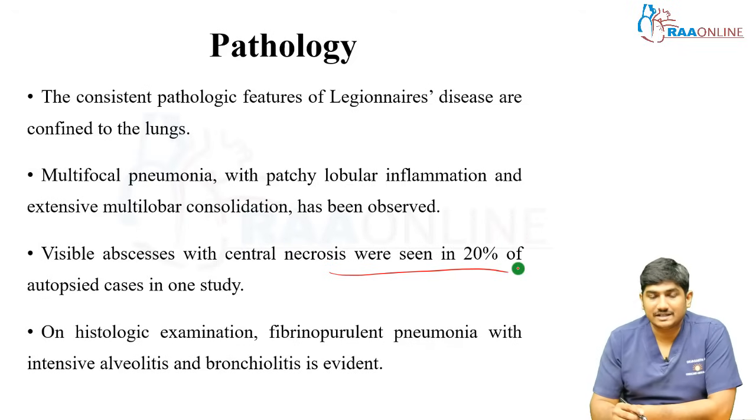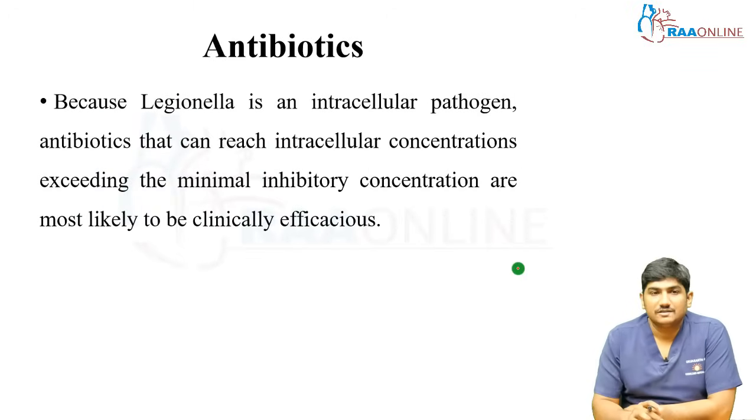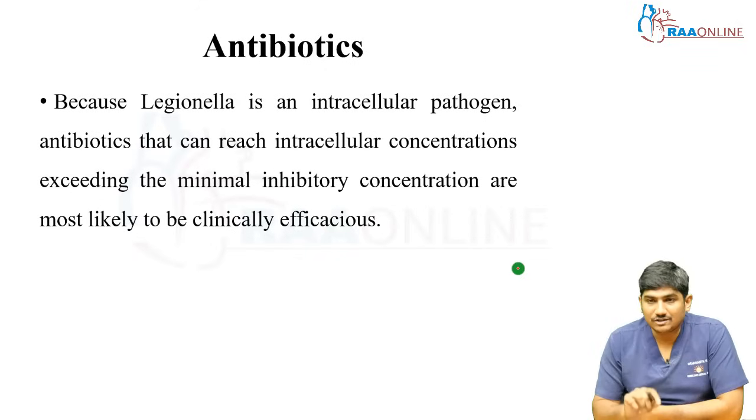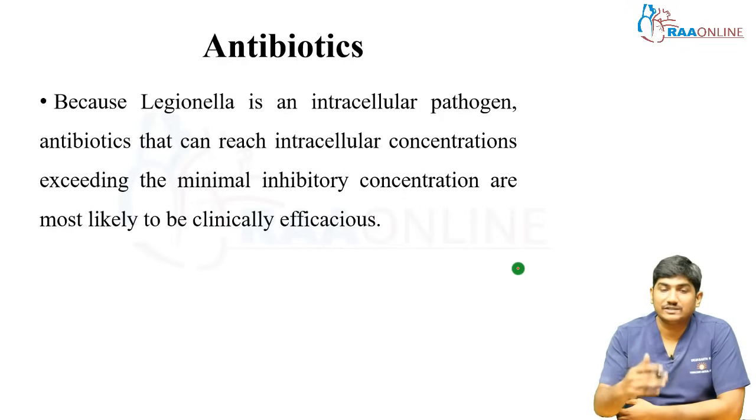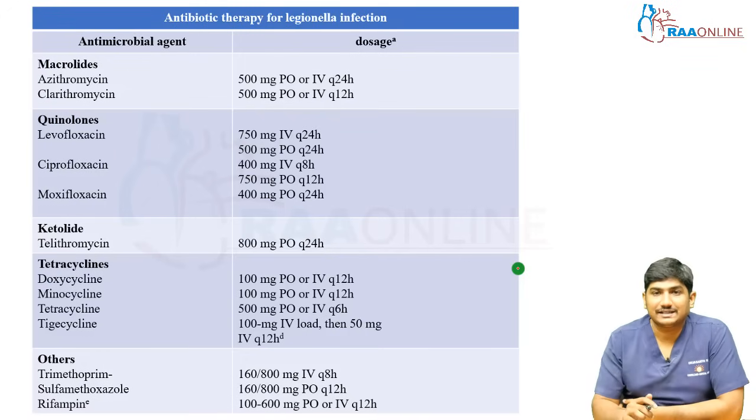On histological examination, fibrinopurulent pneumonia with intensive alveolitis and bronchiolitis was also evident. Because Legionella is an intracellular pathogen, whatever antibiotic you give should reach the intracellular area at a concentration higher than the MIC, the minimal inhibitory concentration. Okay, so these are the antibiotics of choice. You can give macrolides, quinolones, ketolides, tetracyclines, or others.